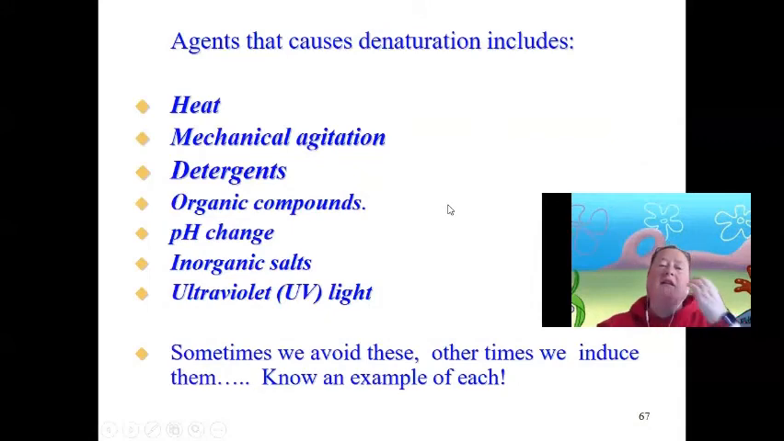Other things that can cause denaturation include mechanical agitation. I'll show you an example of that on the next slide. Detergents, organic compounds, pH changes, inorganic salts, and UV light can all unravel or uncoil those quaternary, tertiary, and secondary structures. However, they do not impact the amino acid connections, those peptide bonds.